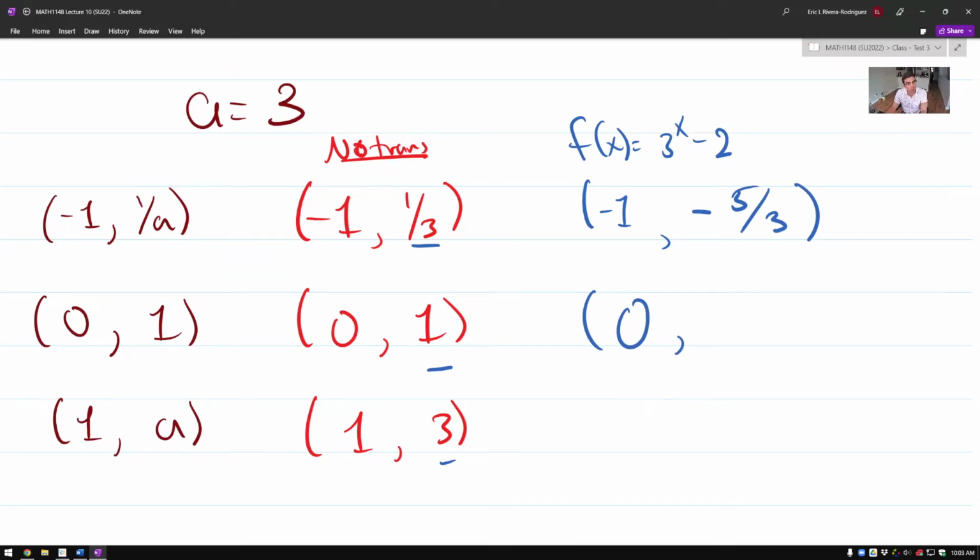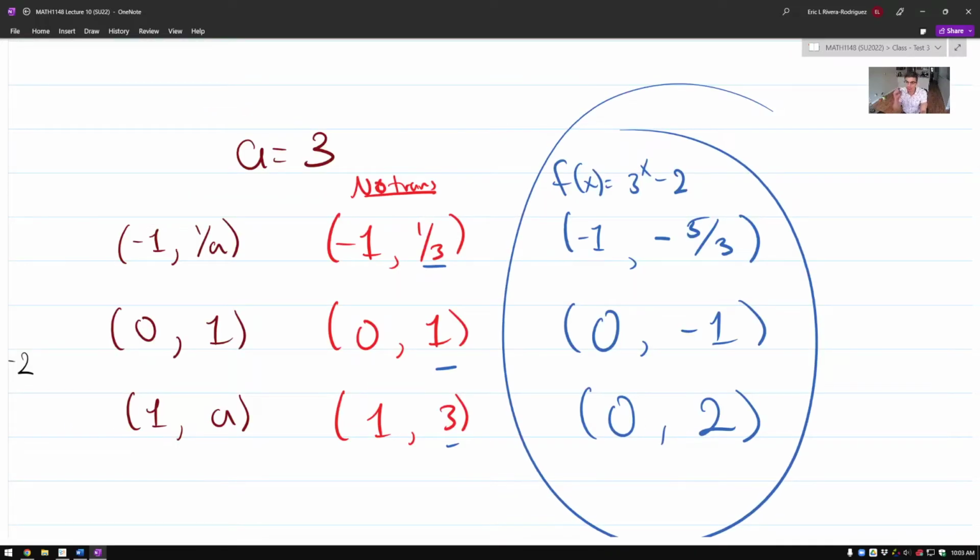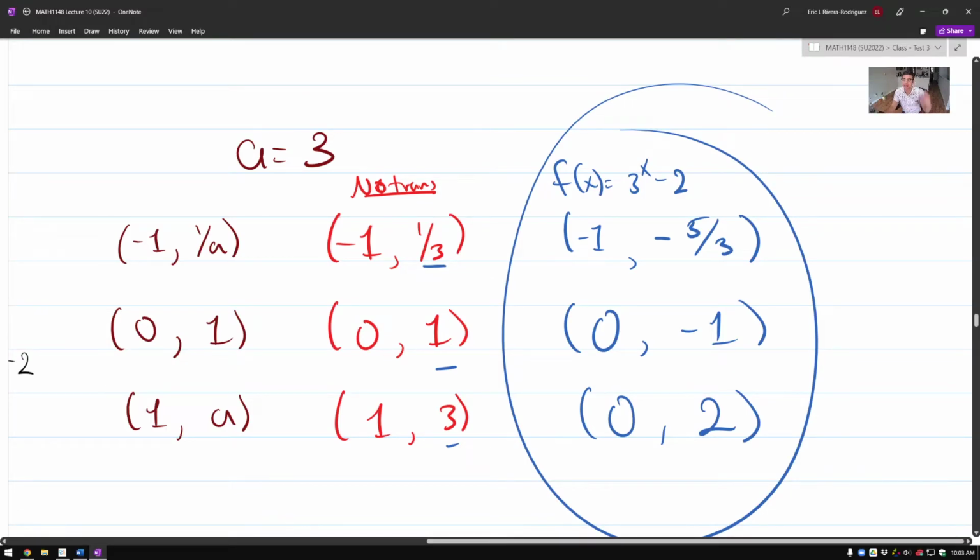0, 1 minus 2, -1, then 3 minus 2 is 2, okay? So 1/3, 6 over 3. So these are the key points of that particular exercise, of that particular function. The function that is given is 3x minus 2. Those are the key points. So you know what to do.